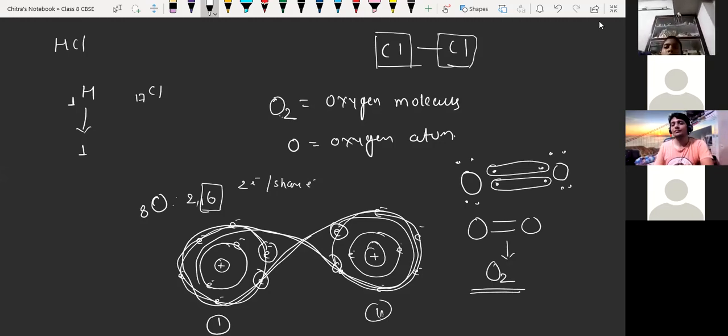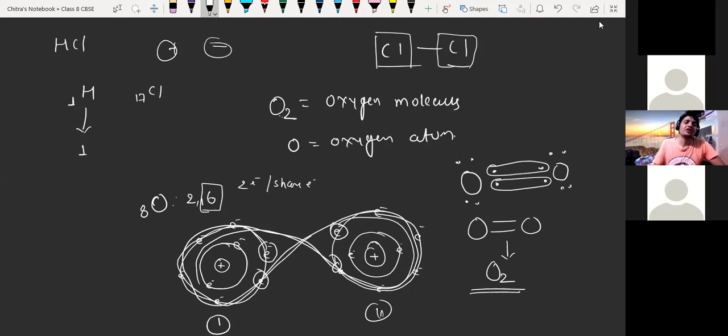Metal and non-metal cannot share their electrons because there is a very huge difference in their electronegativity. Metals are very electropositive and non-metals are electronegative in nature. Electronegative means they attract or gain electrons, and electropositive means they lose electrons. That's why metals lose electrons and non-metals accept electrons. So here loss and gain of electrons takes place, and that's why it is called an ionic bond.